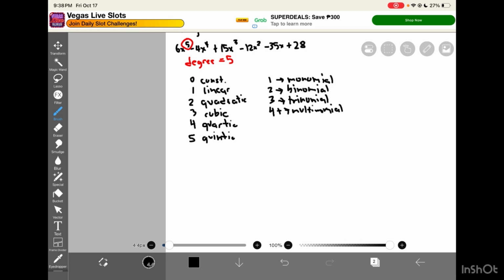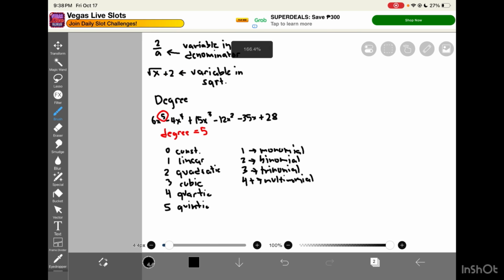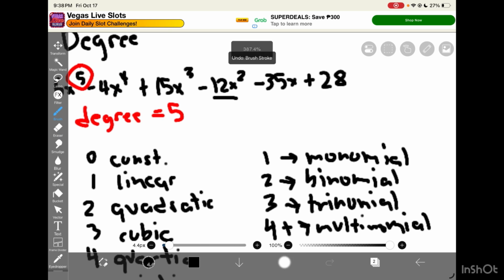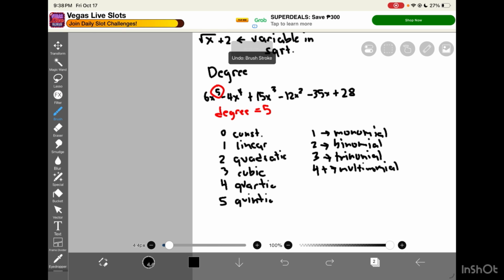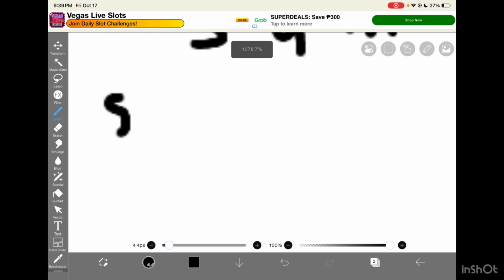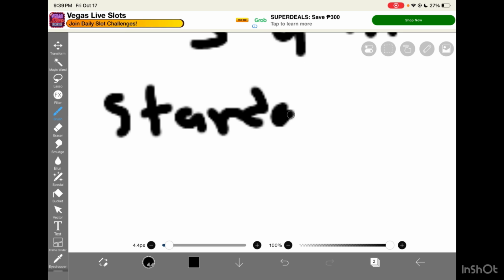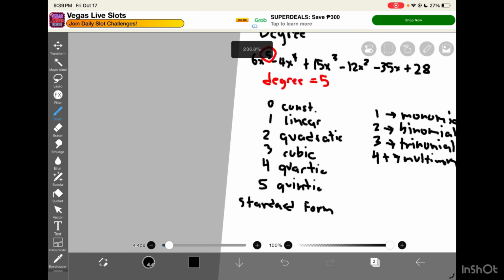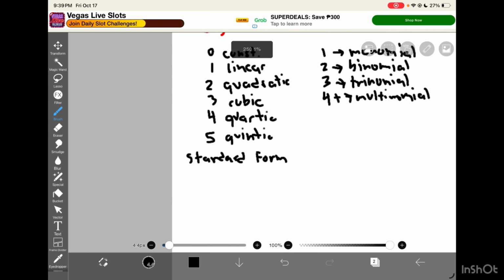About the terms, you just need to count how many terms you have. Terms is this one, by the way. Lastly, standard form. I think this is the last. I'm not so sure. Okay, we're getting closer. Standard form is when all the exponents are lined up in proper order.